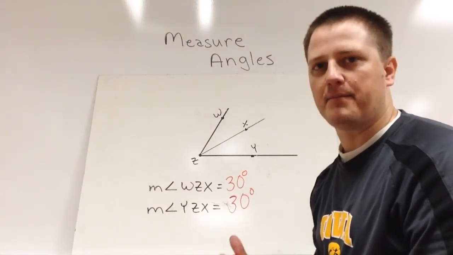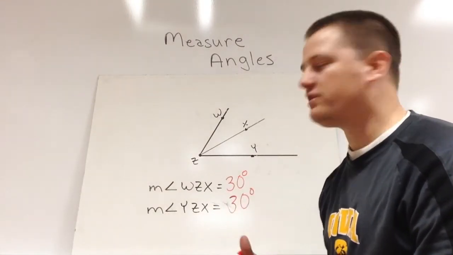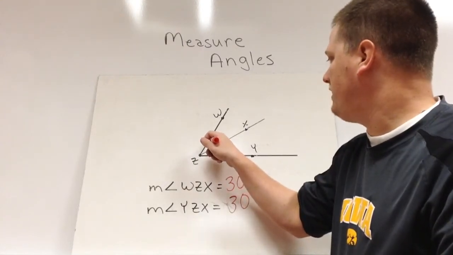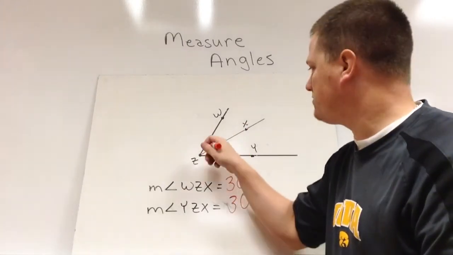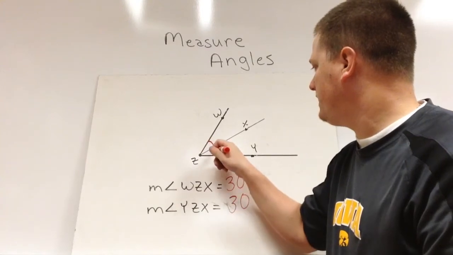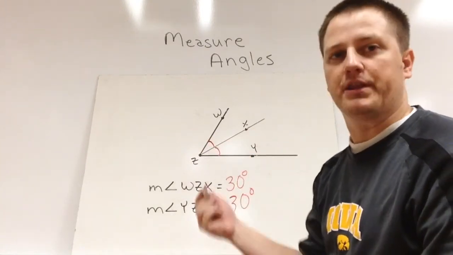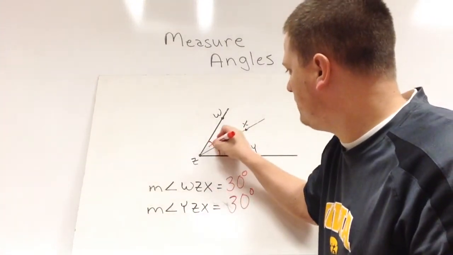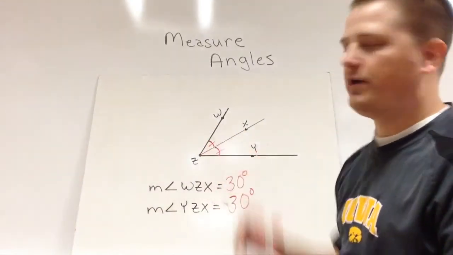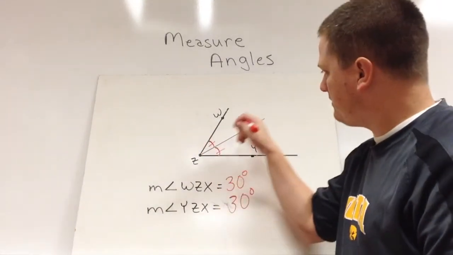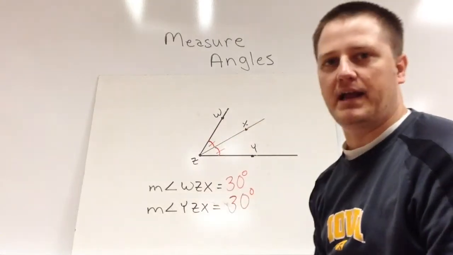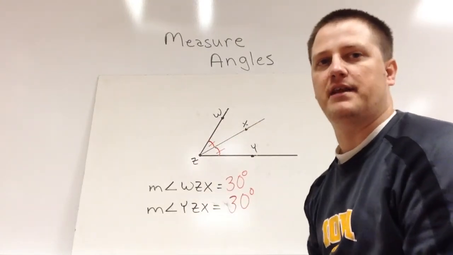So just like segments, we want to mark these as equal because they're equal. So in this case, instead of just tally marks, we put a little arc in both of them, and we put the number of tally marks on that arc. So one tally mark means these two are the same measurement. That makes this ZX segment here the angle bisector. It cuts it in half.